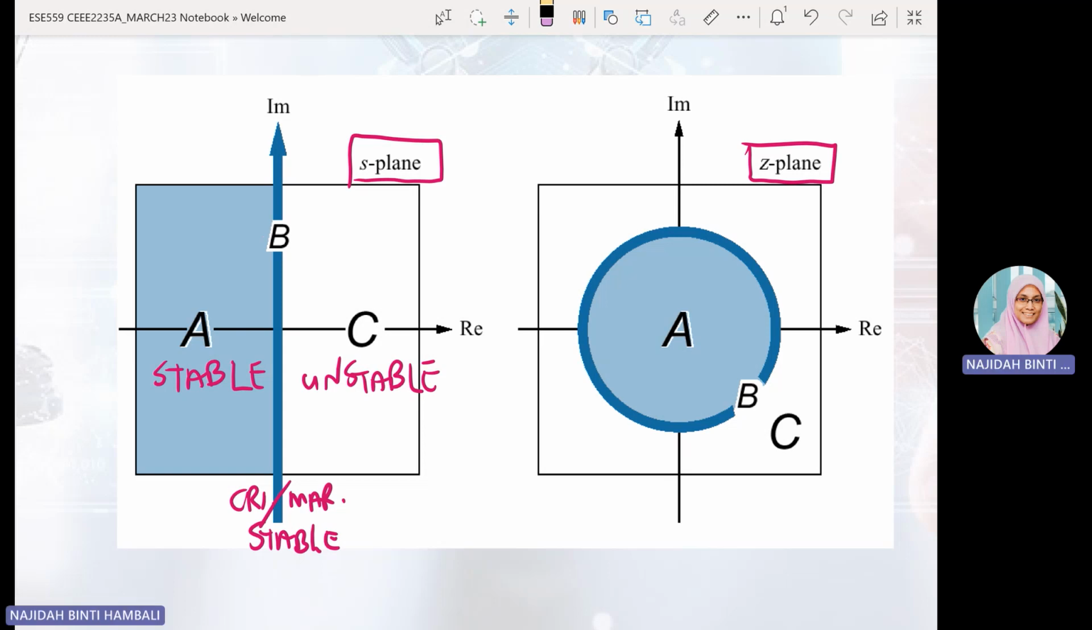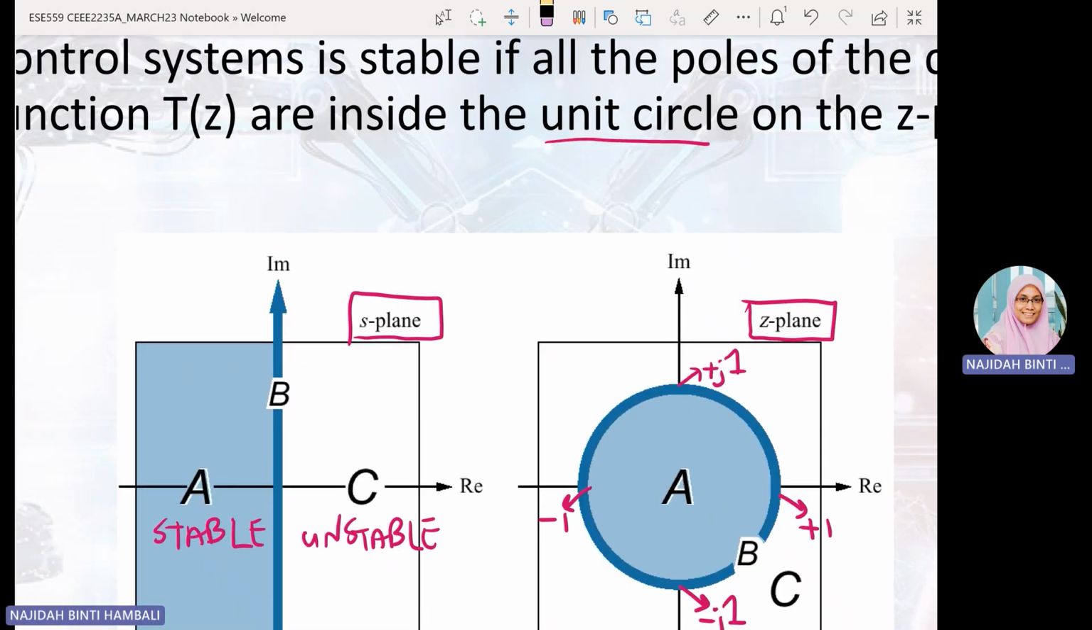In the shaded area, in the circle area, where this is positive j1, this is negative j1, this is positive 1, this is negative 1. This is what we call unity circle or unit circle, because the roots are 1. For imaginary, positive imaginary, positive j1, negative imaginary, negative j1, positive real, positive 1, negative real, negative 1. Okay, so nama dia unit circle.